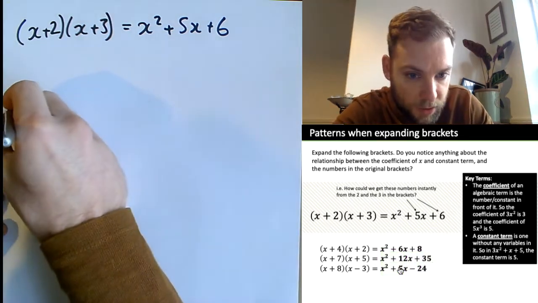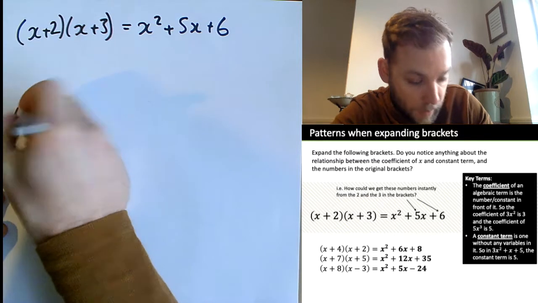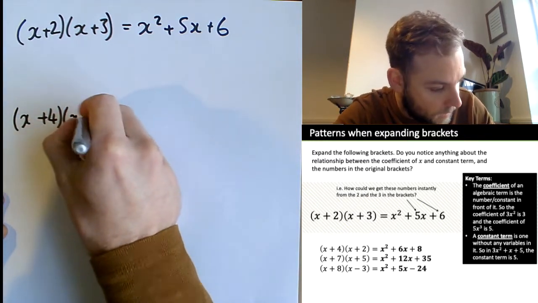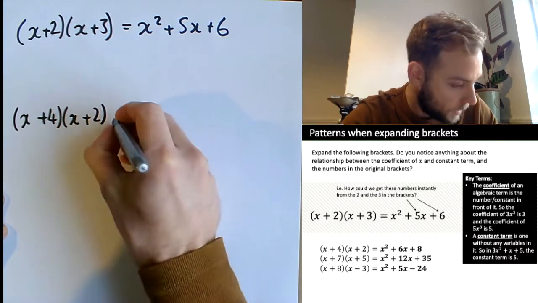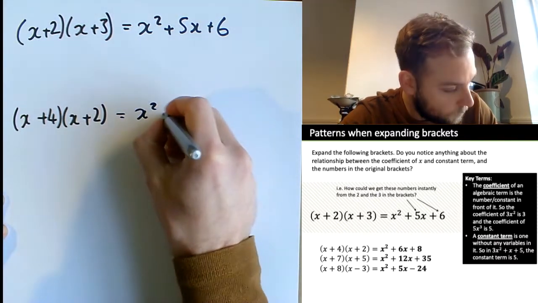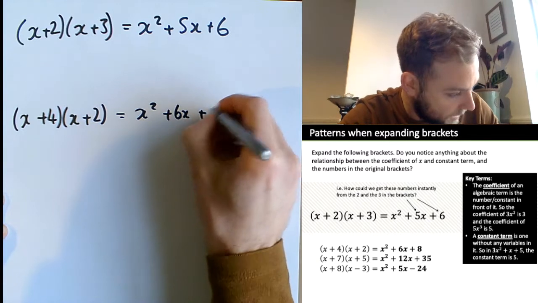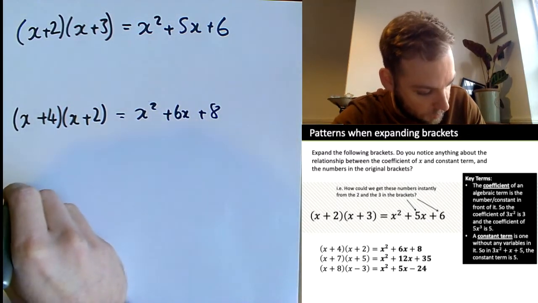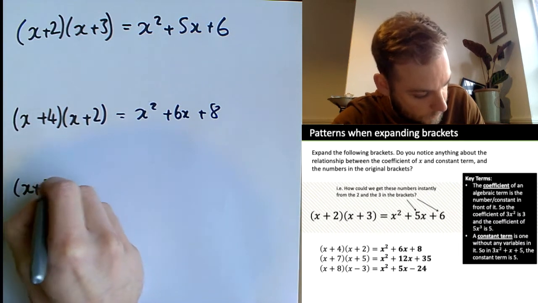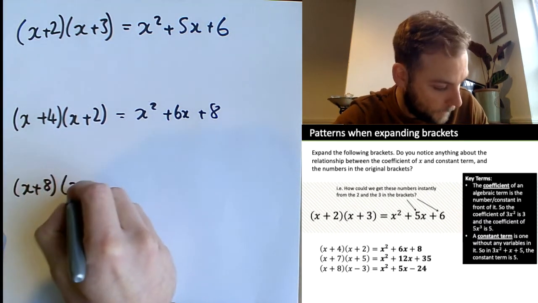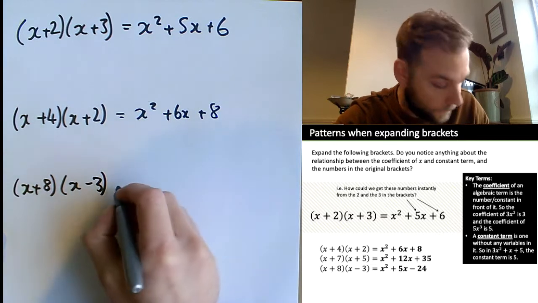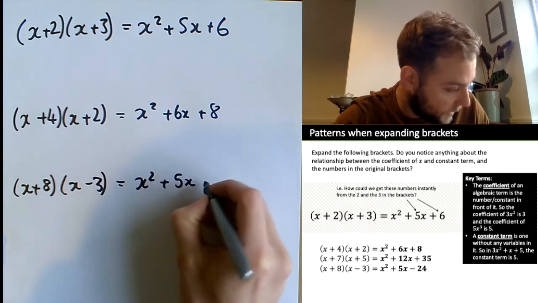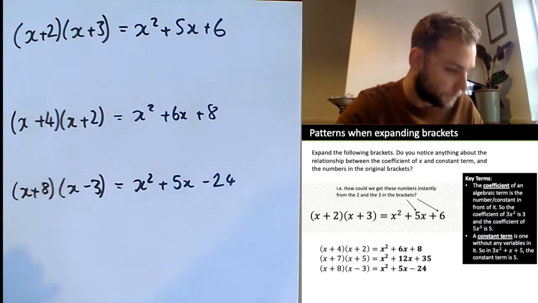Let's write a few of these down. (x + 4)(x + 2) is equal to x squared plus 6x plus 8. Let's write down one more, a negative one. (x + 8)(x - 3) is equal to x squared plus 5x minus 24.